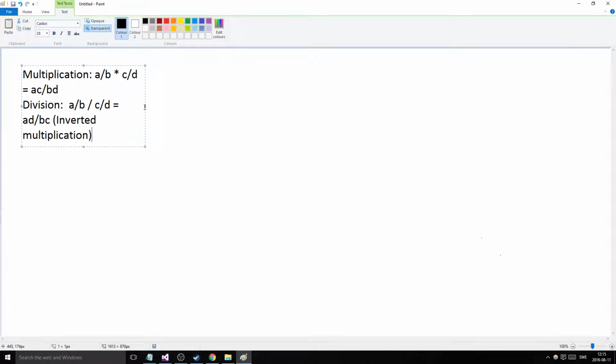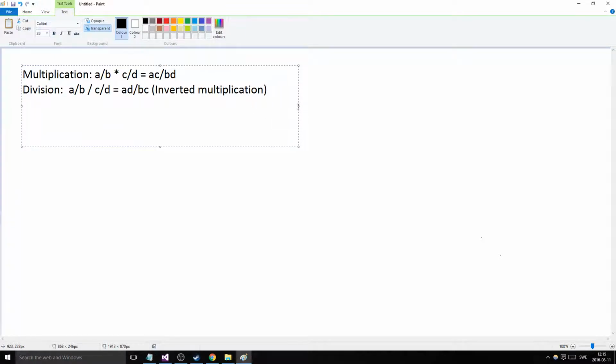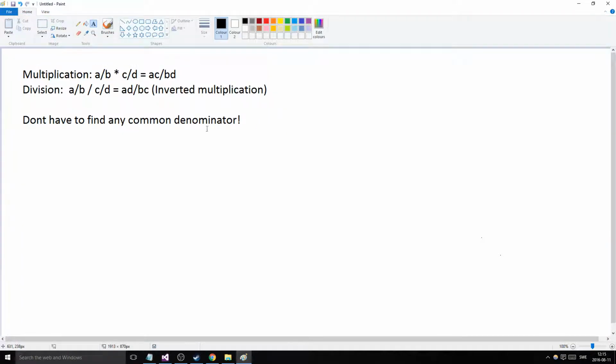These are the simple rules that we're going to be following here. The thing is, we don't have to find the least common denominator, don't have to find any common denominator. Okay, so there we go. These are the rules, and let's just go through them quickly.